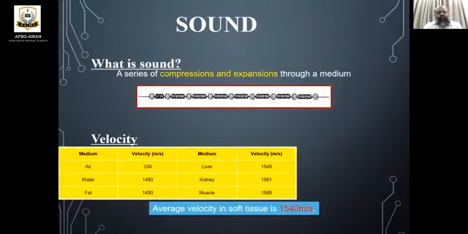The second important thing is velocity. Velocity is the speed with which sound travels in a medium. In air, it travels at 330 meters per second. In water, 1480 meters per second. In fat, 1450. In liver, 1545. In kidneys, 1561. And in muscles, 1585. So for the human body, we have taken an average velocity in soft tissues as 1540 meters per second, at which we adjust our ultrasound machines.